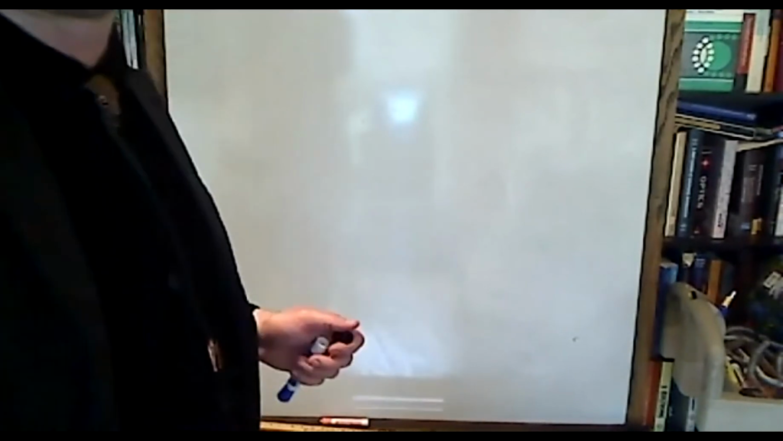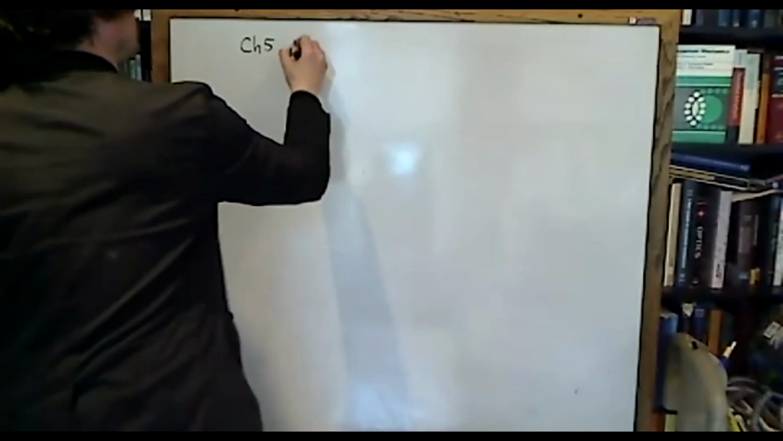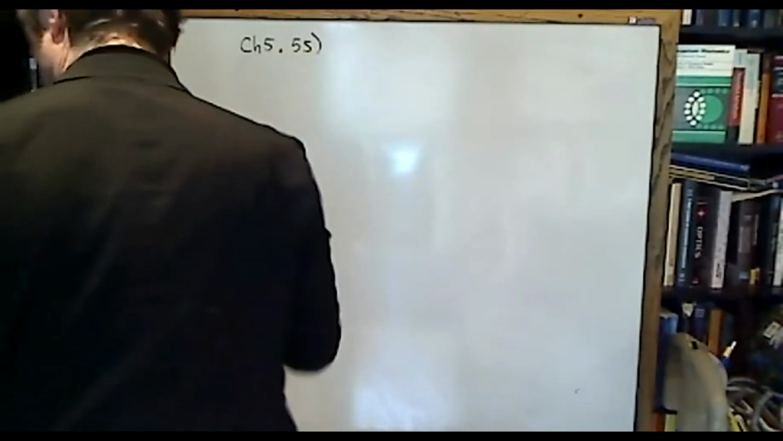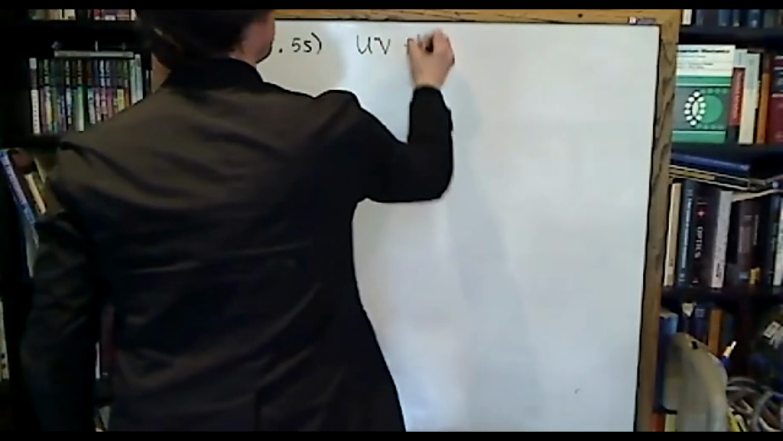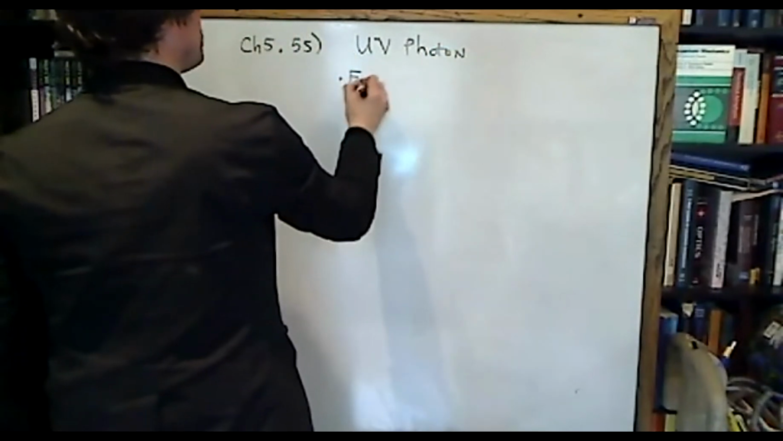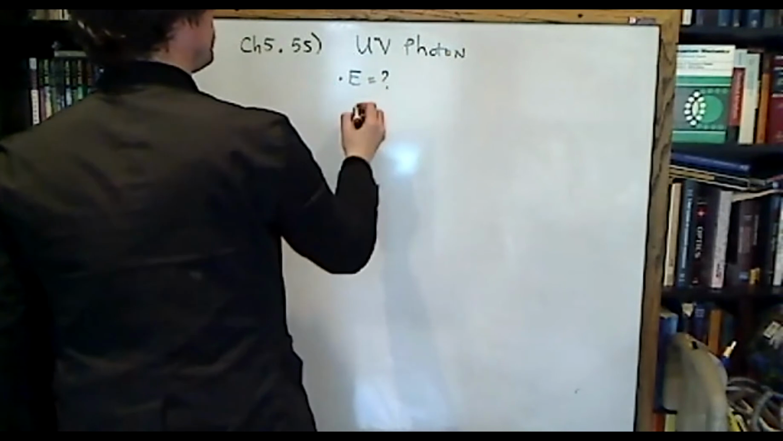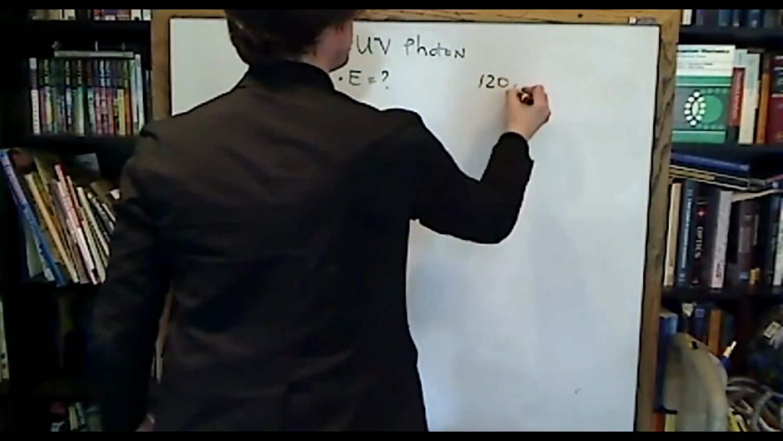All right, what's our next problem, Tina? Sorry, I was muted. It is number 55, UV photon. Okay, read that out to us. What is the energy in joules of an ultraviolet photon with wavelength 120 nanometers?